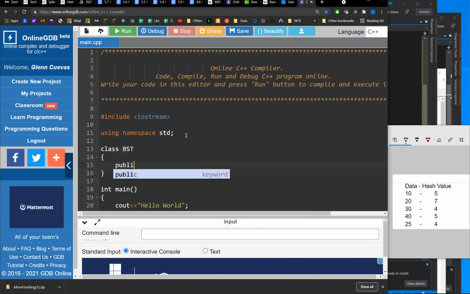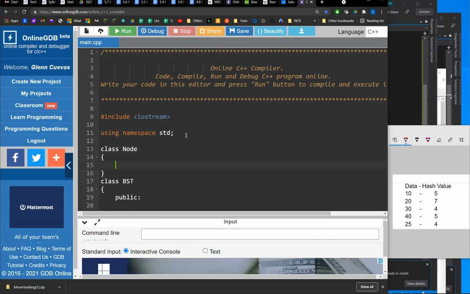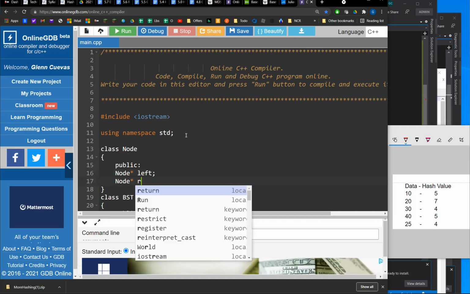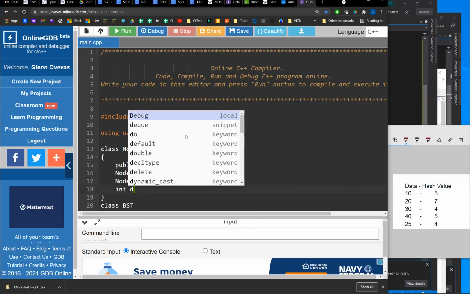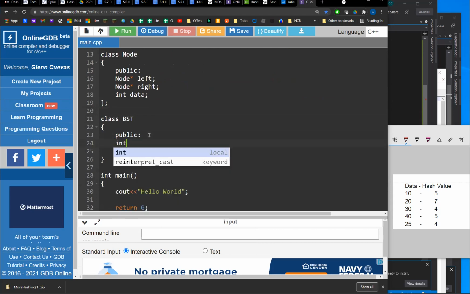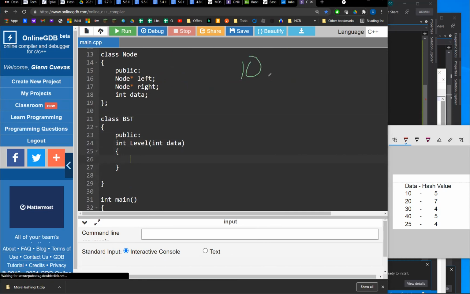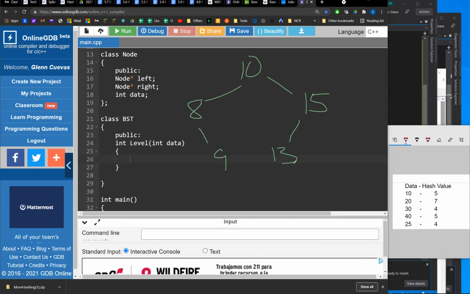So for that code part, finding the level. Int level, int data, whatever it is. So before we get to writing the code, let's draw out a tree. Right, this binary search tree. So let's say we have some values like, whatever, 19.